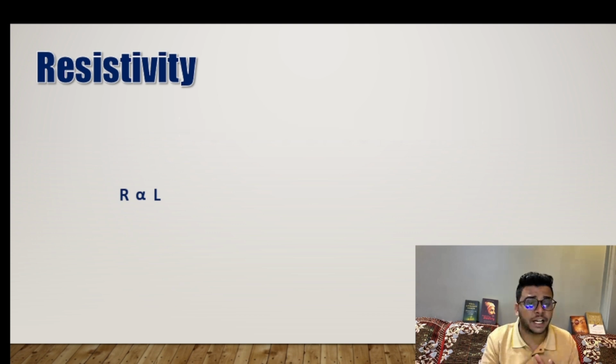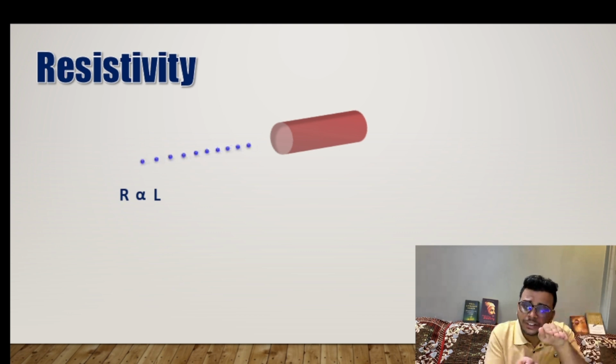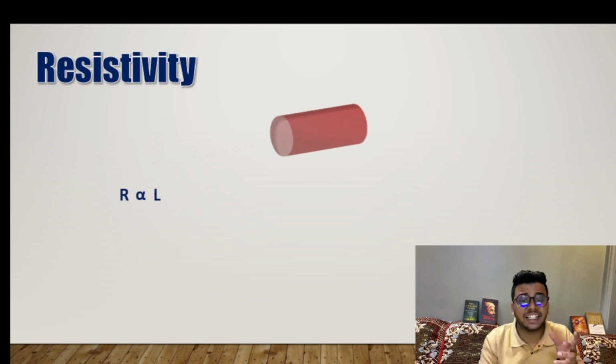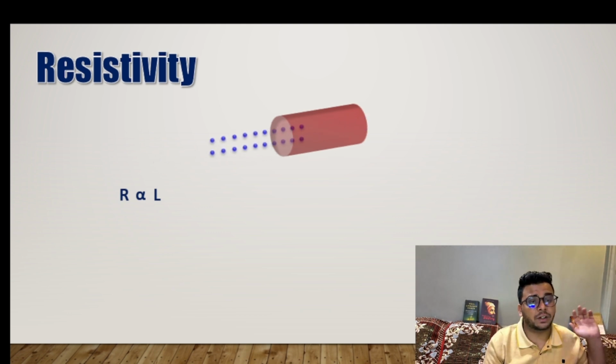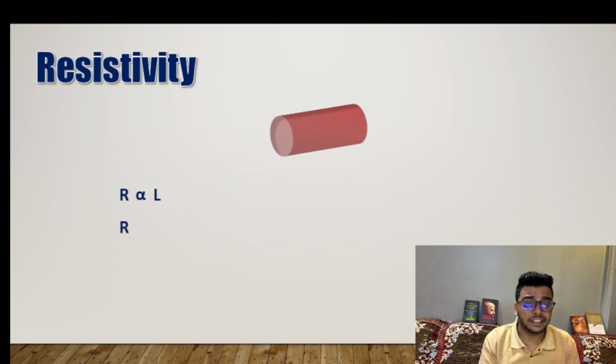Moving ahead, area of cross section, the circular area. If the area is small, fewer electrons will move, and if I increase the area, more electrons can move. So if area increases, resistance decreases, and if area decreases, resistance increases. They both are inversely proportional to each other. We say R is inversely proportional, matlab 1 upon A. So R is proportional to 1 by A.